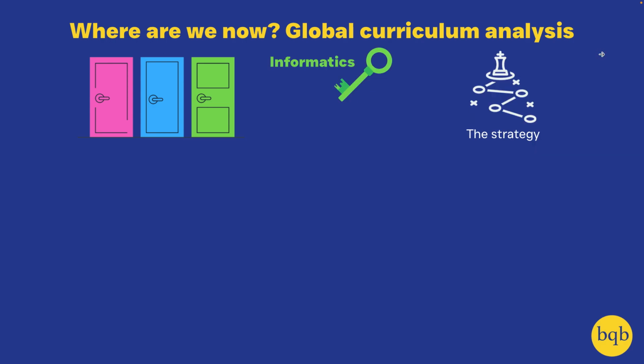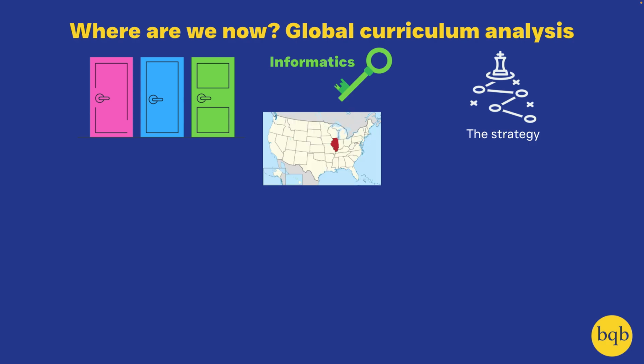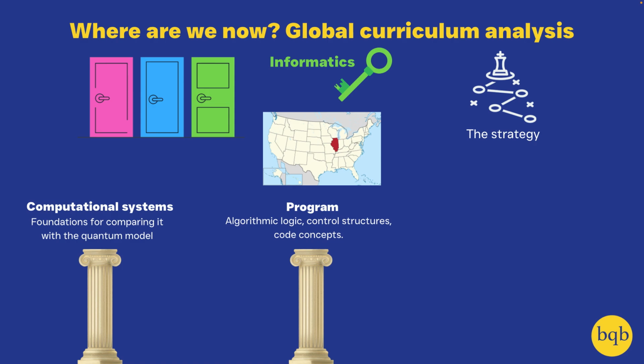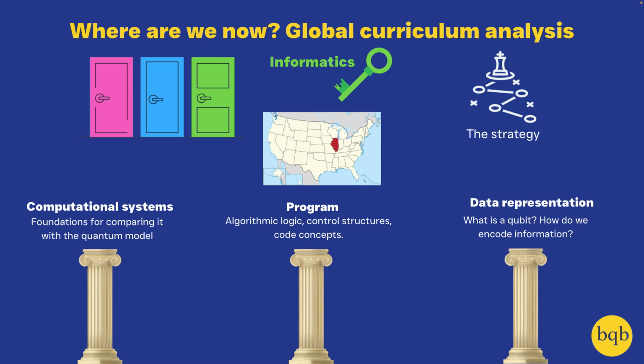The third main thing that we talk about is informatics as a subject. So informatics is kind of the strategy for us to get to quantum technologies and quantum computers, right? It was first taught in Illinois as a subject and has since then been started to be taught across the world. Our pillars here are computational systems, the foundations for comparing quantum models to classical models, programs, so learning about algorithm and logic, control structures, code concepts, and then data representation in order to be able to answer questions like what is a qubit, how is it different from a bit, and how do we encode information in quantum or in qubits.